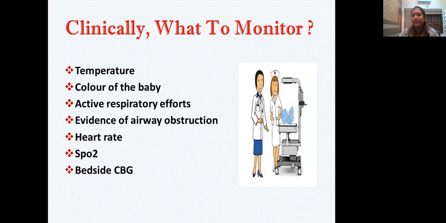Then if there is any evidence of airway obstruction, most commonly in the NICU, airway obstruction itself can cause apnea. It's a very common cause of apnea. So what happens is, the airway is the most clear when the baby's head is in the neutral position or in a very mildly extended position. But if there is hyperflexion of the baby, so if this is baby's head and this is neck, and there is hyperflexion of the baby's neck, then in that case, the airway closure occurs.